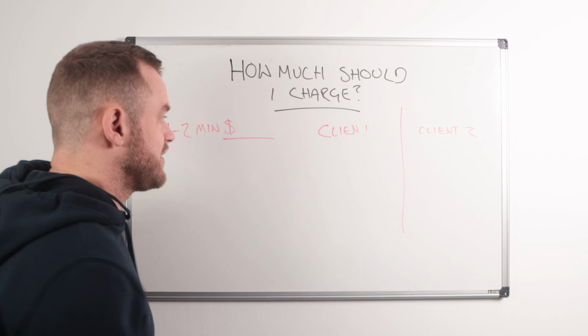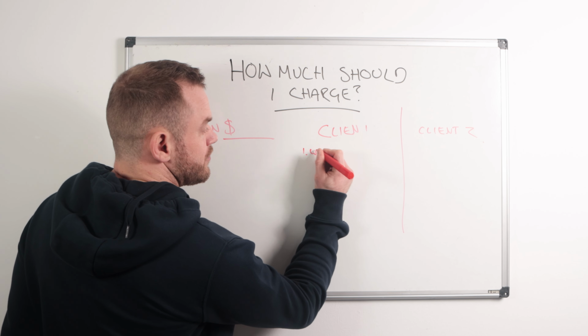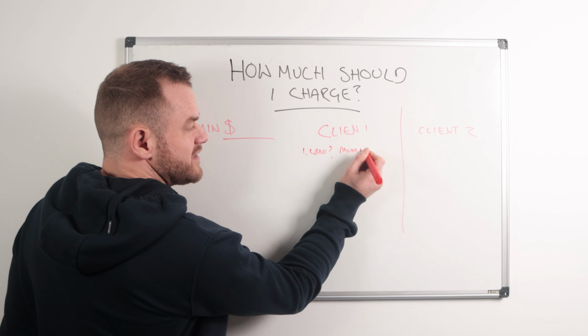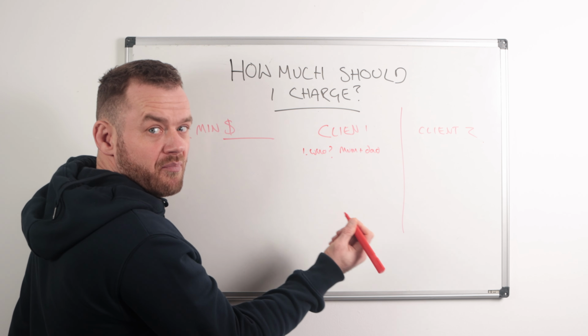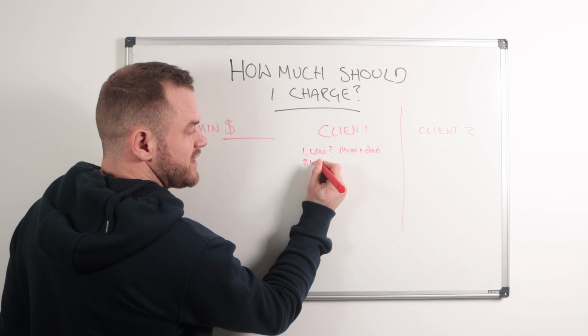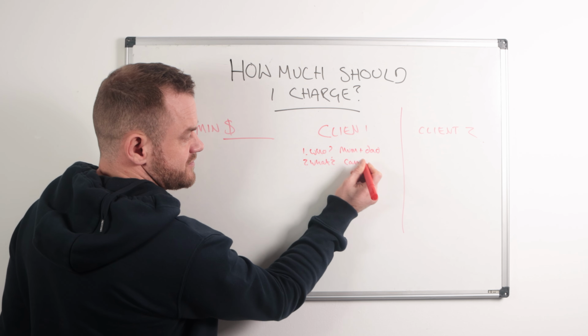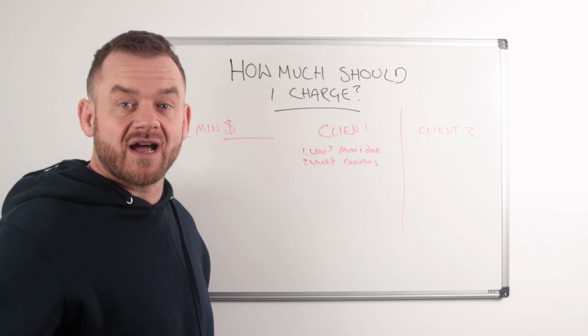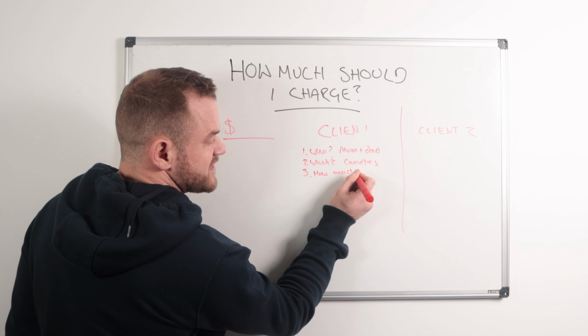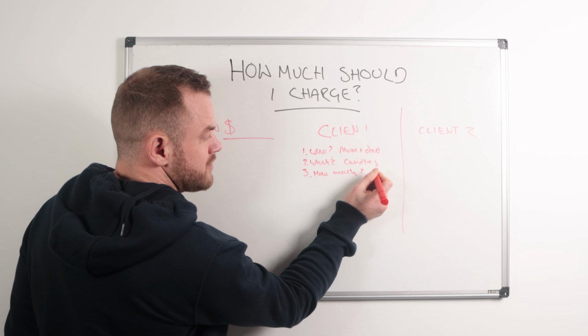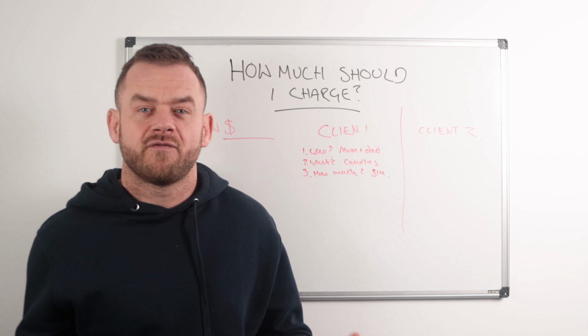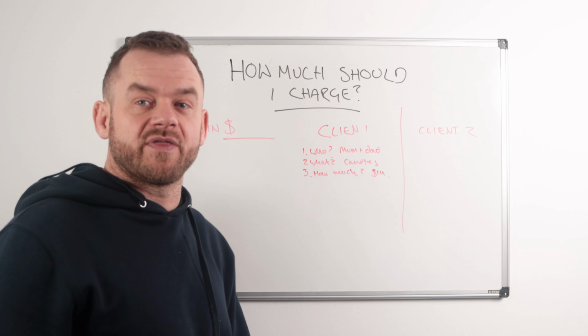First of all, who are they? We're going to say they're a mum and dad, or mom and pop's shop. What are they selling? Candles. Mum and dad's shop, they're selling candles. How much are the candles? Let's say the candles are $14. $14 for a candle.